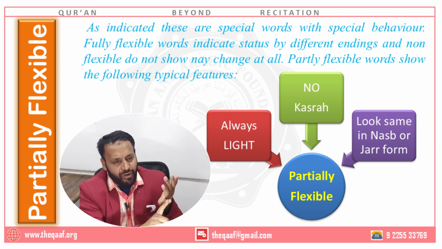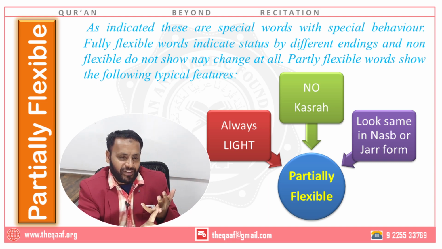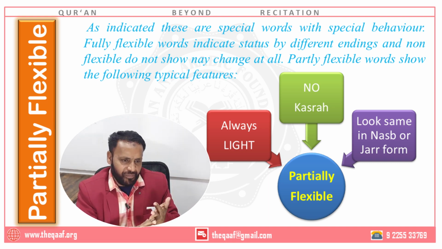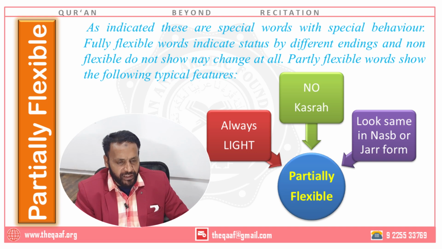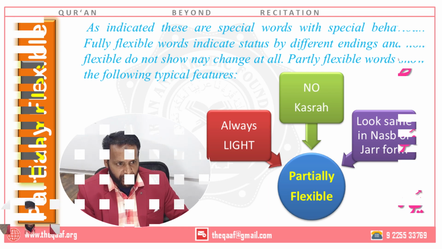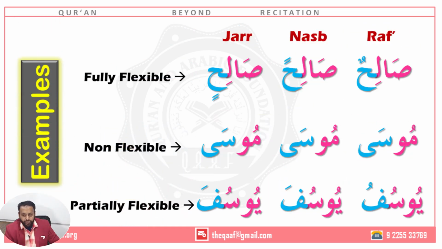So they have a different face for rafa and one more face for nasb and jar, partially flexible word, because they don't take kasra. Okay? That's about the partial flexibility. Here are some examples to make the concept a bit more clear or unambiguous. Look at this. If I take a fully flexible word and try to write it in rafa nasb jar form, let's take the word saleh. Saleh is a fully flexible word. If I write it in rafa nasb jar form, it will look like this: salihun, salihan, salihin. Why? Because this is a fully flexible word. It changes its ending based on the role it is playing.